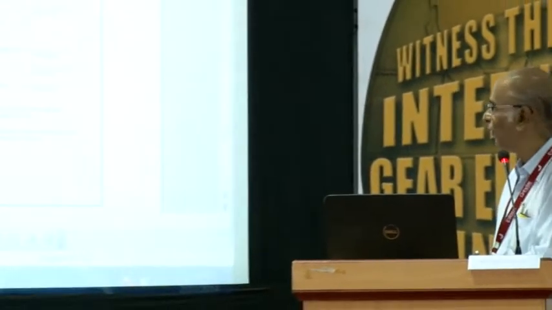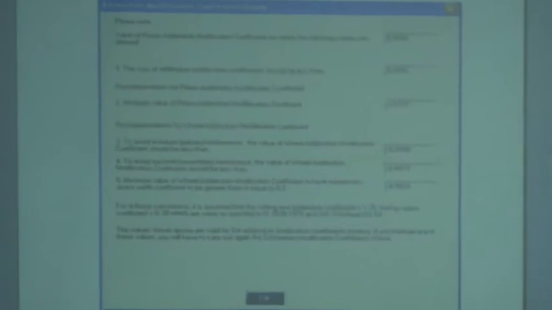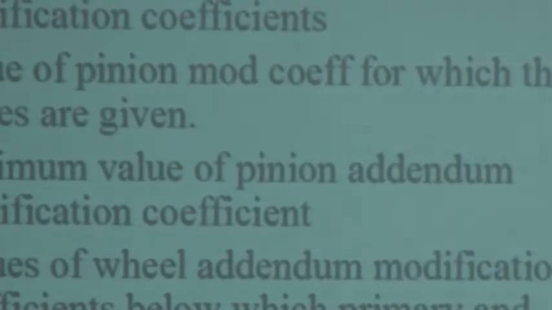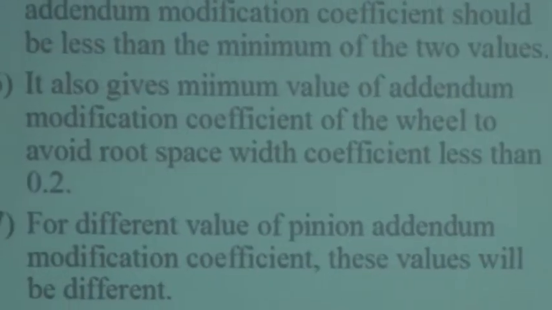That means it should be at least less than 0.4673. And to avoid the root space width being less than 0.2, it should be greater than 0.553. So that is the range that you will have to work in. Once you choose this value, you can choose your value of K1 so that it doesn't exceed this. So this is how you get the calculation of both K1 and K2. I have told you what it gives.